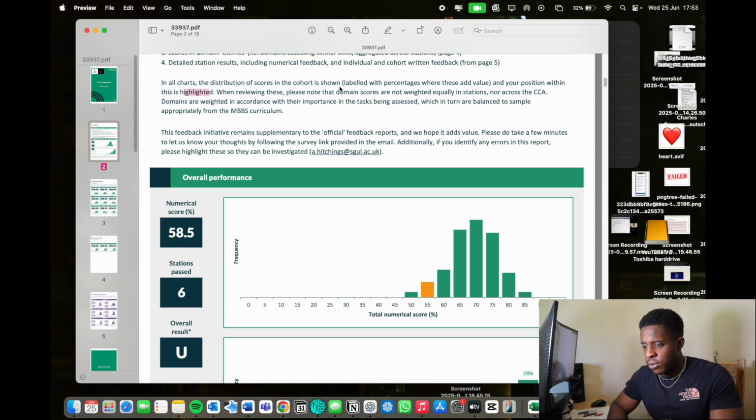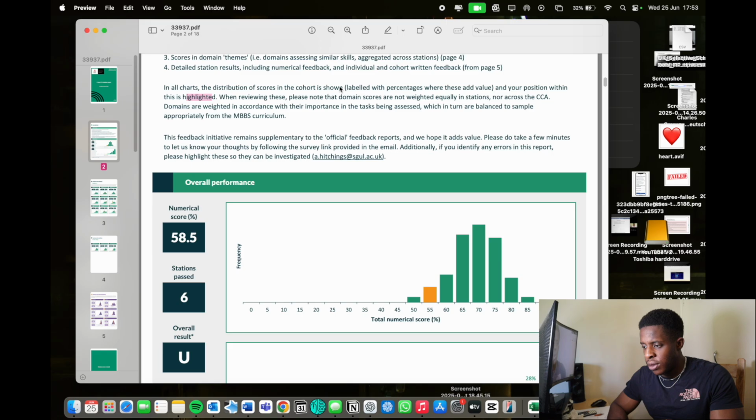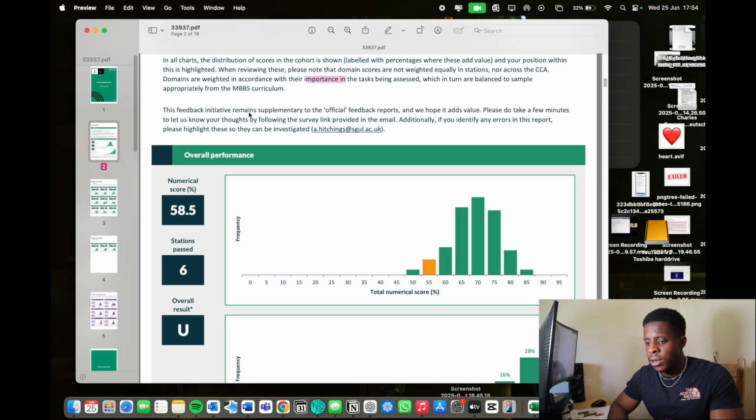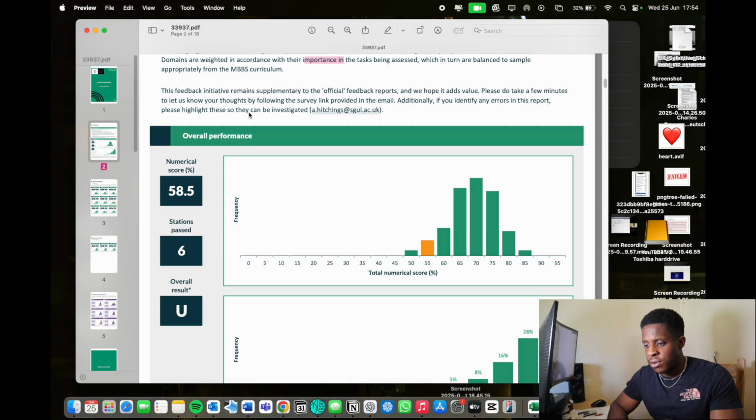When reviewing these, please note that domain scores are not weighted equally in stations, nor across the CCA. Domains are weighted in accordance with their importance in the tasks being assessed, which in turn are balanced to sample appropriately from the MBBS curriculum. This feedback initiative remains supplementary to the official feedback report, and we hope it adds value. Please do take a few minutes to let us know your thoughts by following the survey, and so on.